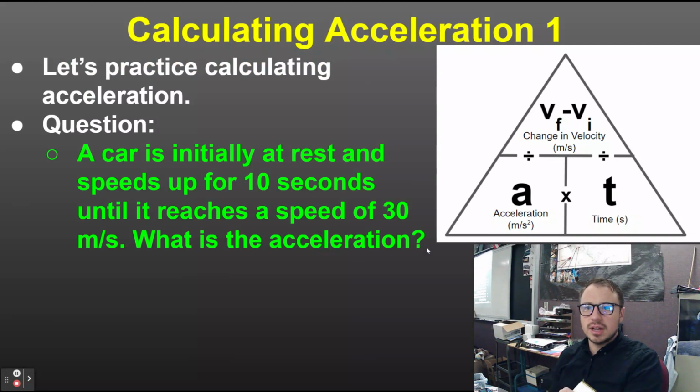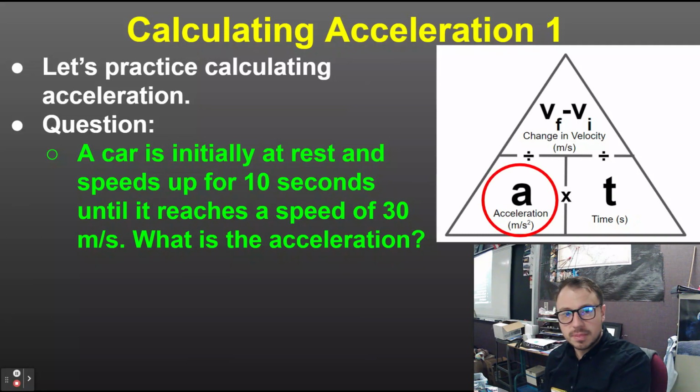A car is initially at rest and speeds up for 10 seconds until it reaches a speed of 30 meters per second. What is the acceleration? So first thing I do is I look at this triangle. I mean, you can use the equation as well, but I'm going to cover up the variable that I want to calculate, and that's acceleration. So my acceleration is my change in the velocity divided by time.